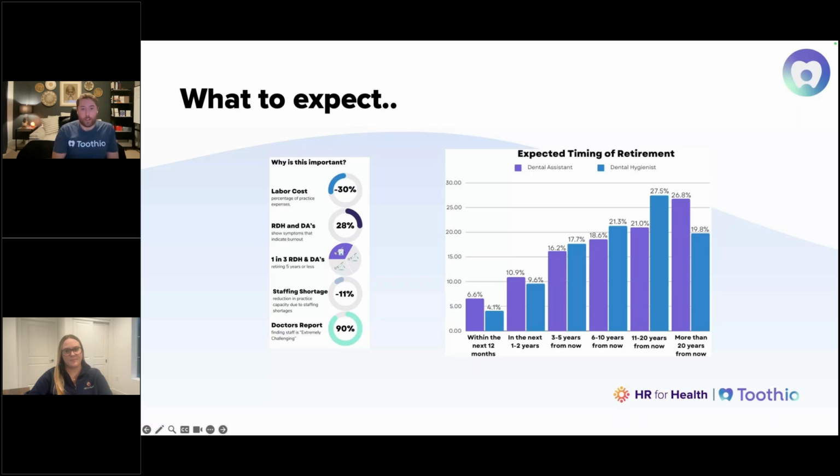I put a little chart in here to talk about the retirement of DHs and DAs. This is self-reported, so pretty good data. But once again, about a third of dental hygienists and dental assistants are retiring over the next 3 to 5 years. So it's a very difficult environment, and no path, at least in the short term, to getting a lot better, unfortunately.